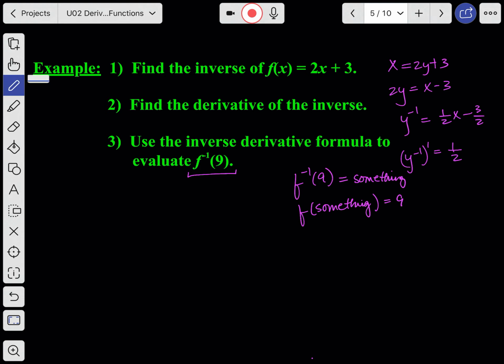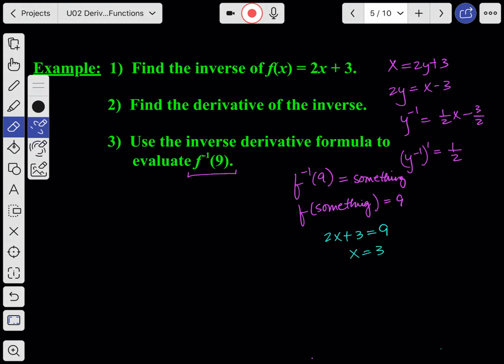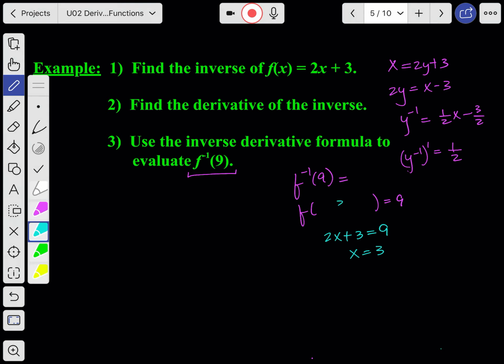So we can take our function, which is 2x plus 3, and set it equal to 9 to figure out what that something is. If I subtract 3 and divide by 2, I believe that would give us 3. So I'm going to come back in here. Let's see if I can erase this. We know that something is a value of 3.